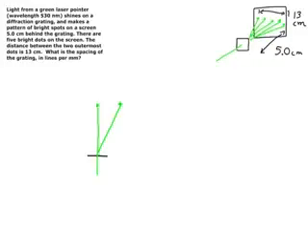Now we're interested in the angle. We're interested in this angle, theta, right here. That's going to be theta 2. That's the angle for the second order fringe. And how are we going to calculate that?